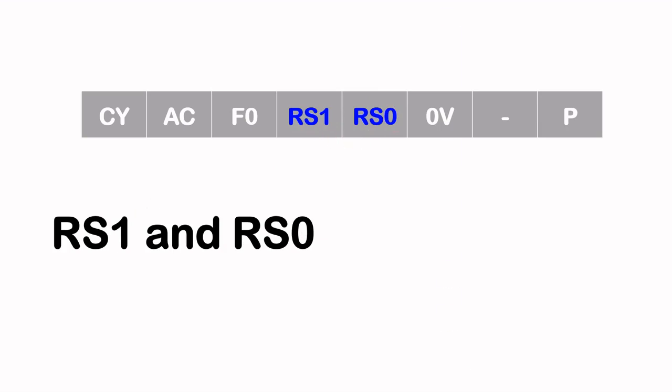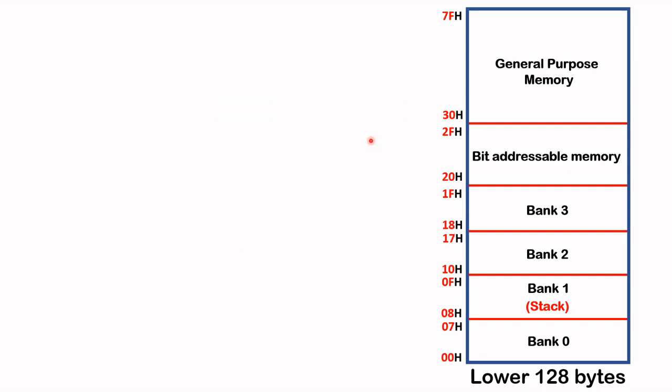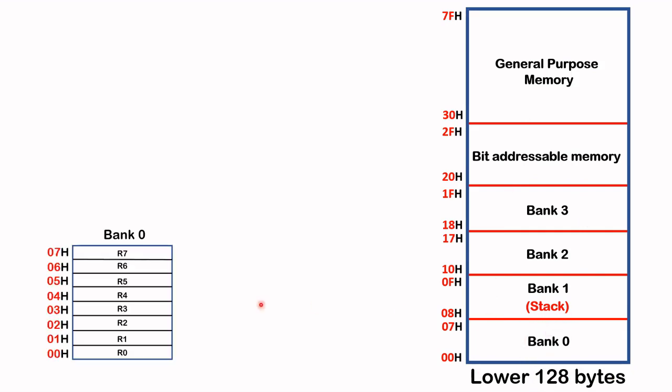So before we get into the discussion about RS1 and RS0, let's remind ourselves about the internal RAM organization. This is the lower 128 bytes. This is bank 0, and it consists of 8 registers, which are labeled R0 to R7. Each of these registers has a unique address. For example, R0 is 00 hexa, R1 is 01 hexa, and so on.